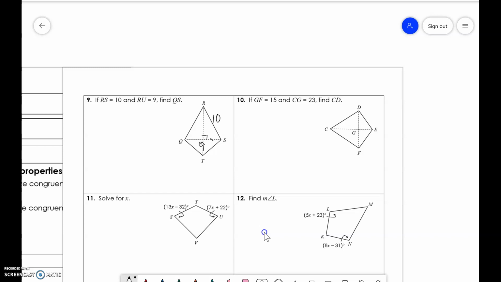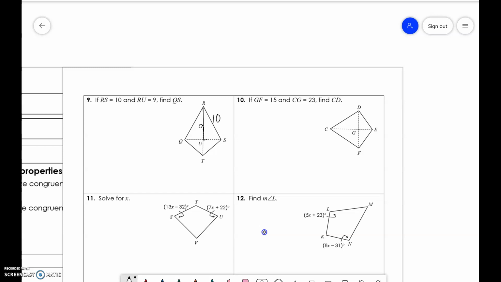So to first find that, we need to find... what am I trying to do? Lost my train of thought. Oh, RU. I put it for UT. That's why. I was like, what? That doesn't look right.